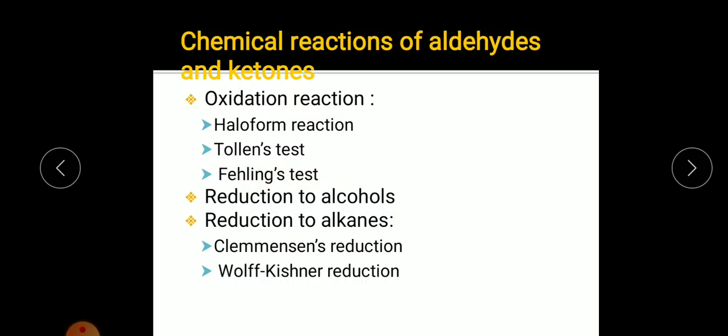After that, we saw reduction to alcohols, how we can reduce aldehydes and ketones to alcohols by using a reducing agent. And after that, we saw the reduction to alkanes, the two very important named reactions known as Clemmensen reduction and Wolff-Kishner reduction. So we saw these topics in our previous class.